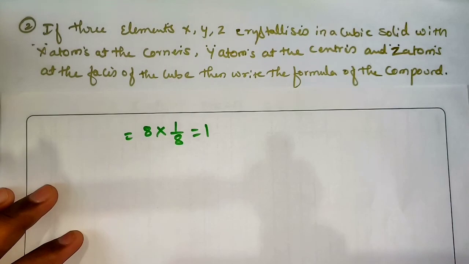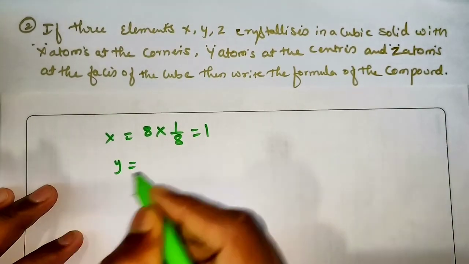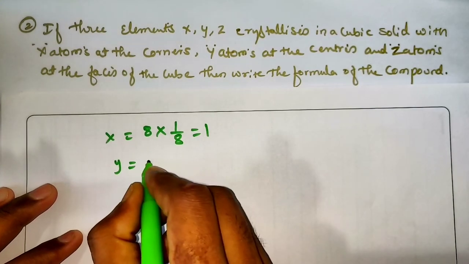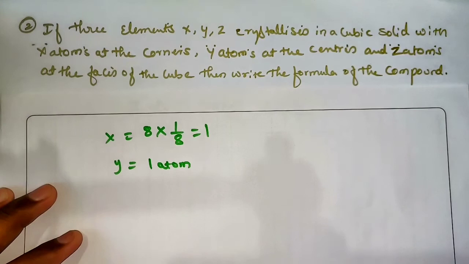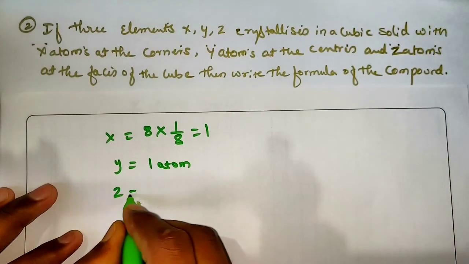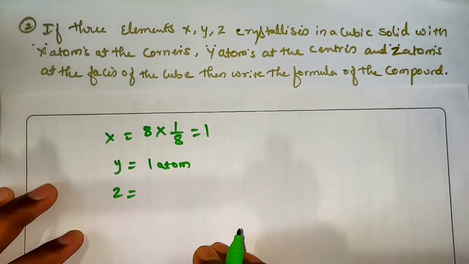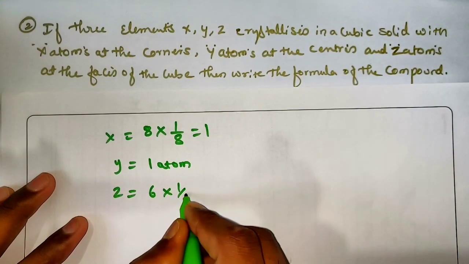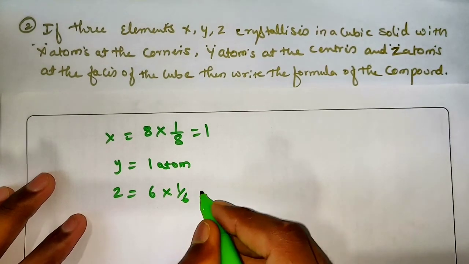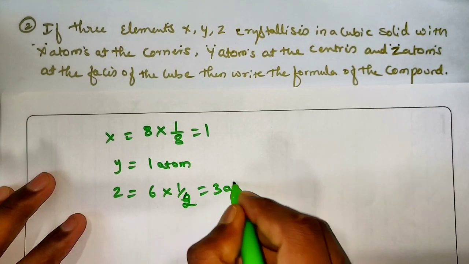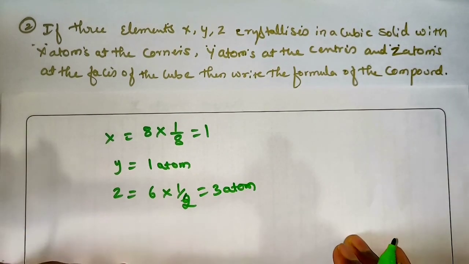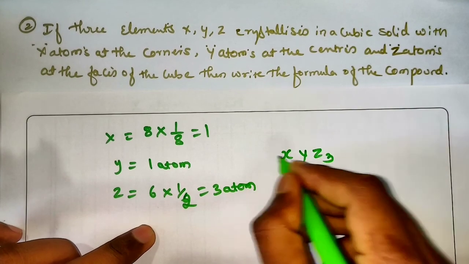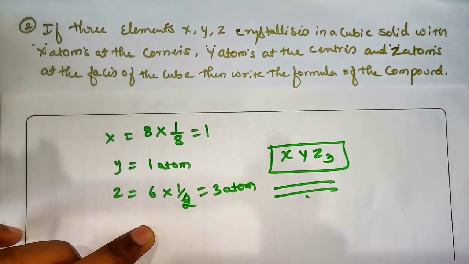Second, we have the Y atom, which is present in the center, that is BCC, so that is also 1 atom. Third is atom Z, which is present on the faces, so it is a face centered cubic unit cell. Six faces are there, and only half of each atom participates in the formation of the cube, so that is 3 atoms. Then the formula of the compound is X1, Y1, Z3. So this is the formula of the compound.